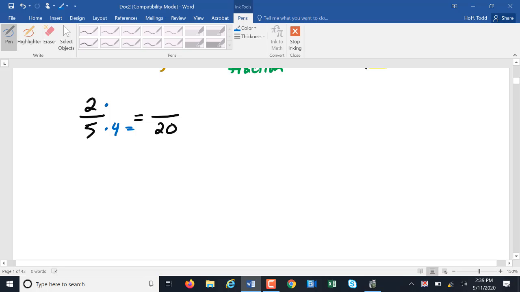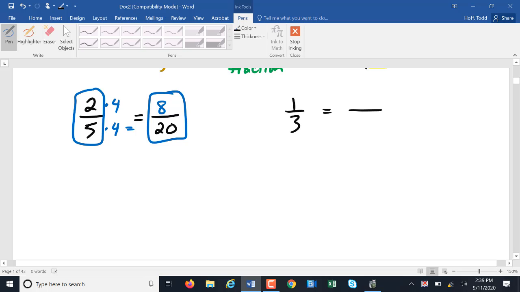So that means we have to do the exact same thing to the other part of the fraction. In this case, the numerator. 2 times 4 makes 8. Good. So 8/20ths has exactly the same value as 2/5. If I have 1/3 and I need to change that into 24ths, what am I going to have to multiply the 1 by? 8. There we go. 3 times 8 makes 24. 1 times 8 makes 8. 8/24ths is 1/3.